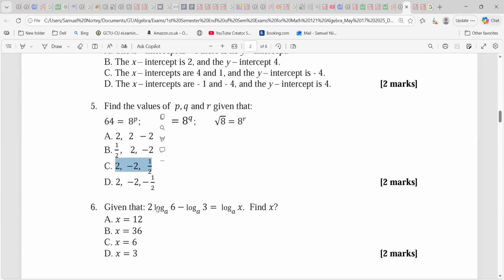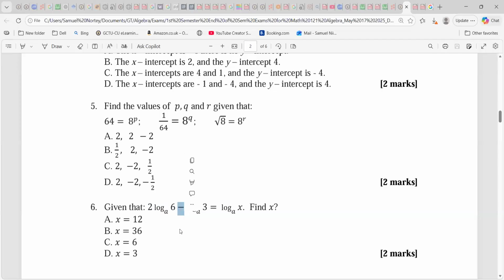Okay, then the question 6. It says, given that 2 log 6 minus 3 log A is equal to log x base A, find x. Okay, so based on what we've learned so far, if we change this to power rule, what would this be equal to? 2 log 6 will give you what? 6 squared. And 6 squared is what? 36.